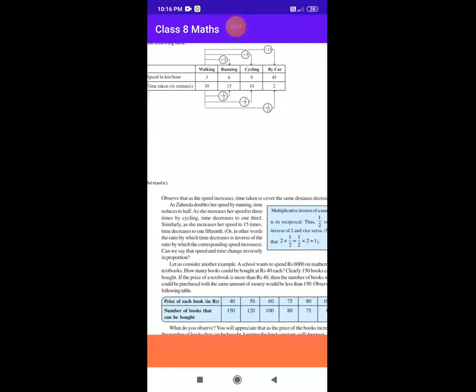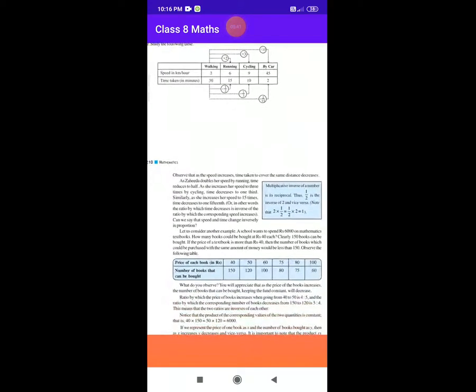So observe that as the speed increases, the time taken to cover the same distance decreases.